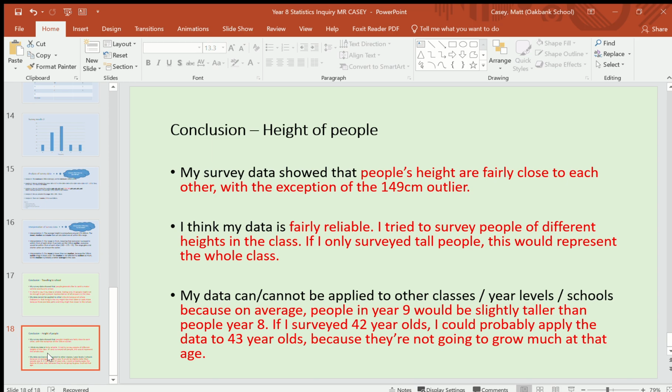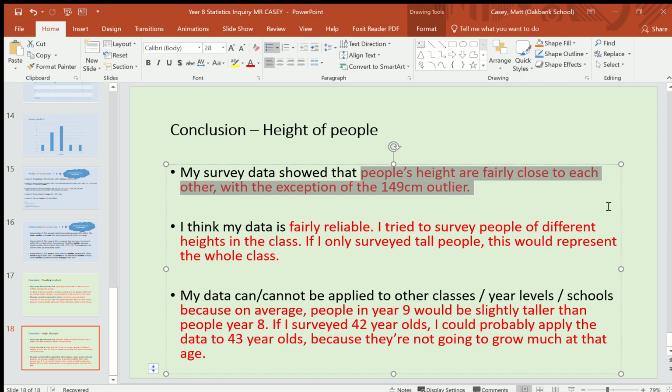Next one, height of people. So one observation that I made was that, yeah, people's height were pretty close to each other, except for that really short person.